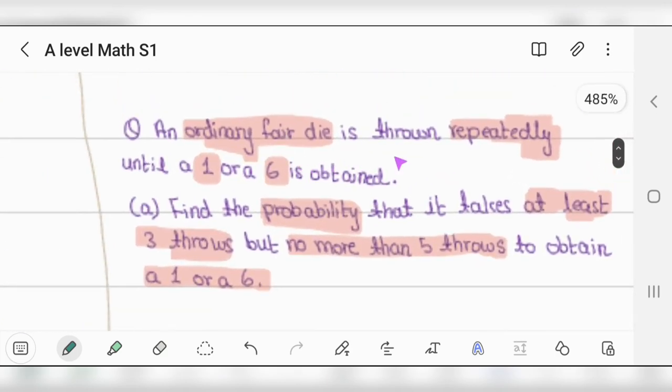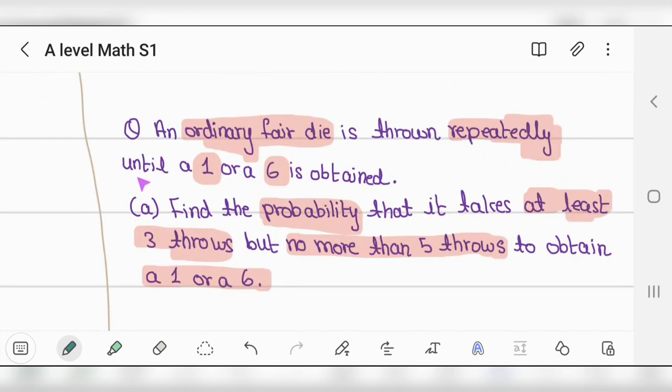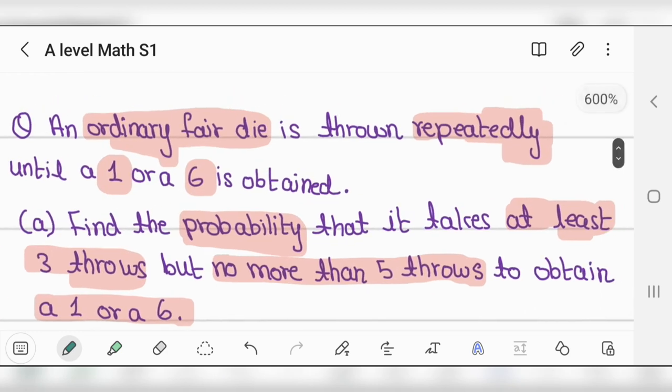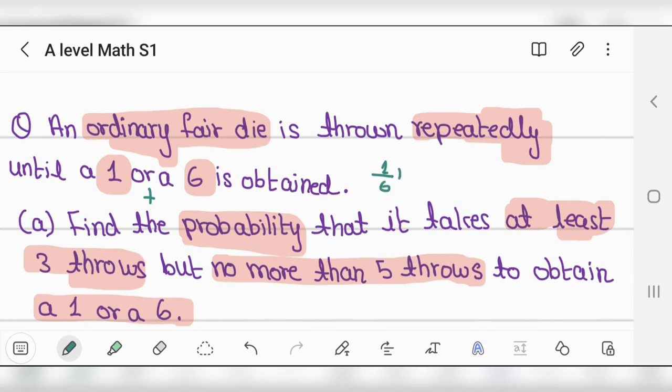An ordinary fair die is thrown repeatedly, this is a geometric distribution, until a 1 or 6 is obtained. Until a 1 or a 6, which means you need to add them. So 1/6 plus 1/6 is 1/3. This is the probability of success.